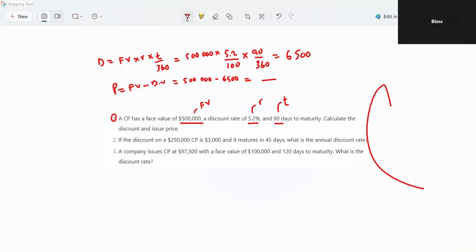Yes, Mr. Collins. Can you repeat the second formula? The P is equal to FV. I think my line broke off a bit.